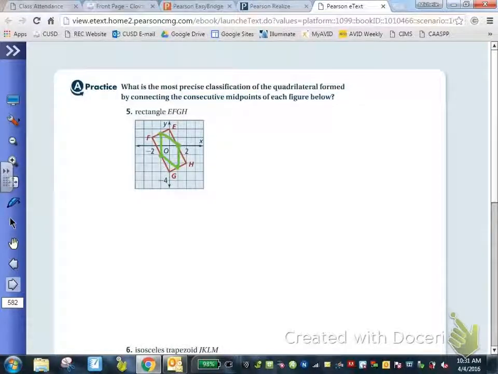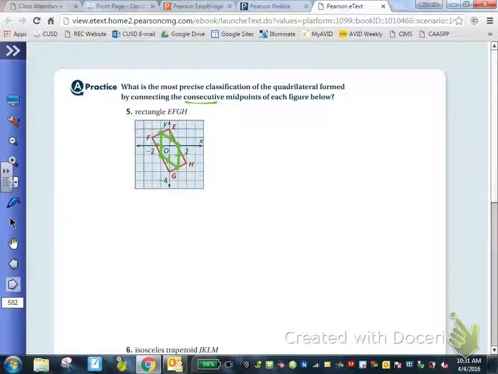So the question wants us to form the consecutive midpoints of each figure. Consecutive means right after each other. So all I did was I labeled the midpoint of each one, and then we connect them. What shape does this look like? A rhombus. How would we prove that it's a rhombus? All sides are equal. So the first thing we would have to prove is that all sides are equal.